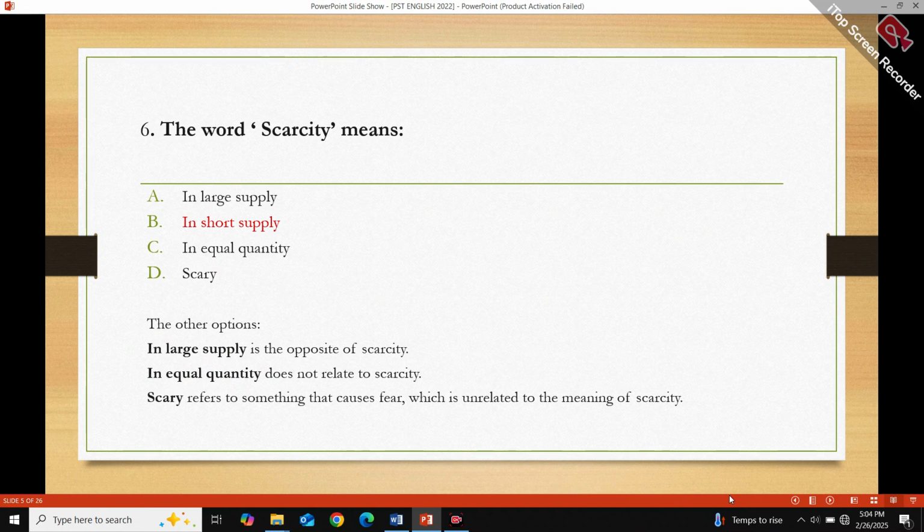The next one is: the word scarcity means. Scarcity means insufficient supply. It means lack of something. So here the correct one is option B, in short supply, because option A, in large supply, is the opposite of scarcity. Option C, in equal quantity, is also the opposite. And scary means something causing fear, so it's also incorrect. So option B is the correct one.